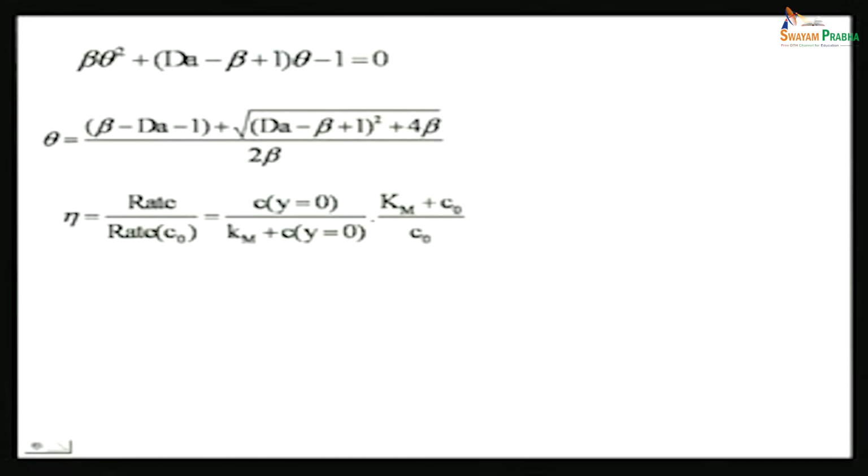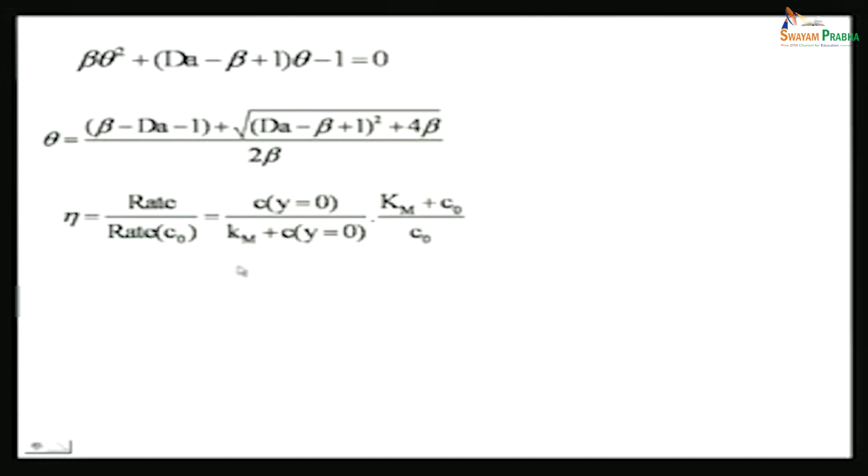the eta, the effectiveness factor again. If you remember the way we defined it before, eta is the rate at the surface concentration divided by the rate had it been at the concentration outside the boundary layer. So, eta is the rate at C s, or C at y equals 0, divided by the rate at C equals C naught. Slightly different from before because of the nonlinear nature, you get C at y equals 0 divided by Km plus C at y equals 0, times Km plus C naught over C naught.